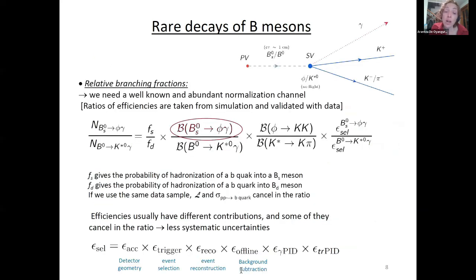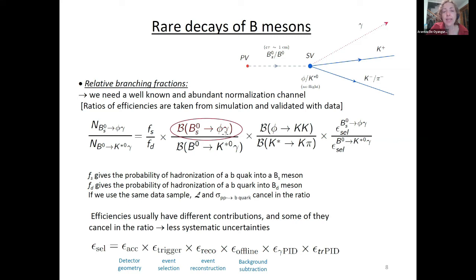But if I don't have all the information about the whole event, and I don't know exactly which particles have been produced, what I can do is to measure relative branching fractions. And this is, for instance, what is done in proton-proton collisions. We are interested in measuring some decay channel. For instance, in this case, we are interested in measuring the branching ratio of another rare decay, the Bs to phi gamma decay channel.